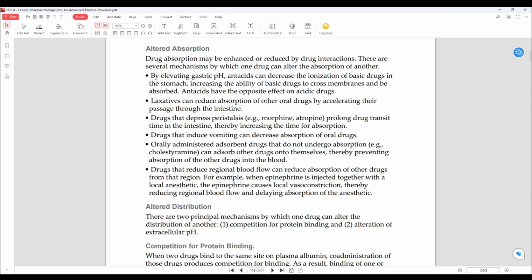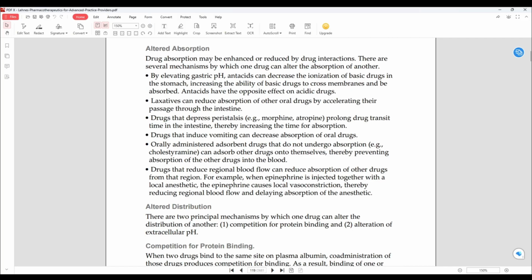By elevating gastric pH, antacids can decrease the ionization of basic drugs in the stomach, increasing the ability of basic drugs to cross membranes and be absorbed. Antacids have the opposite effect on acidic drugs. Laxatives can reduce absorption of other oral drugs by accelerating their passage through the intestine. Drugs that depress peristalsis prolong drug transit time in the intestine, thereby increasing the time for absorption.